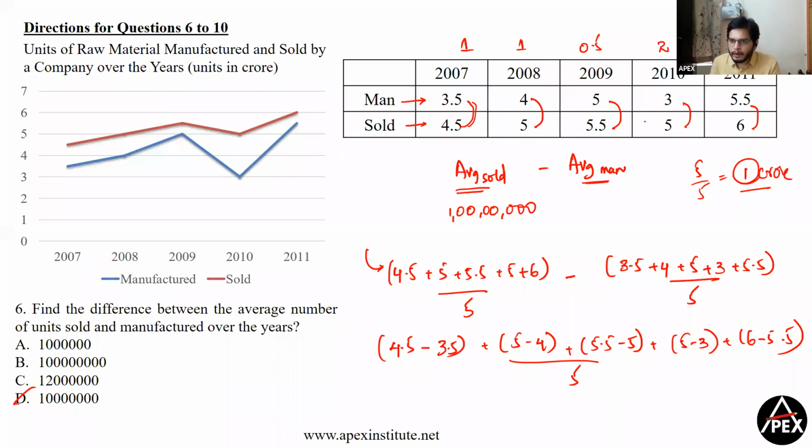Okay, and in a data interpretation question, if you understand the graph, and if you attempt a question incorrectly, I can say that there is a 70% chance that you have made a calculation mistake, isn't it? So in data interpretation, please try to avoid calculations as much as possible. Clear? Any doubts in this question? Quick responses.